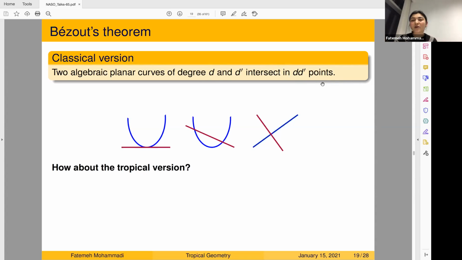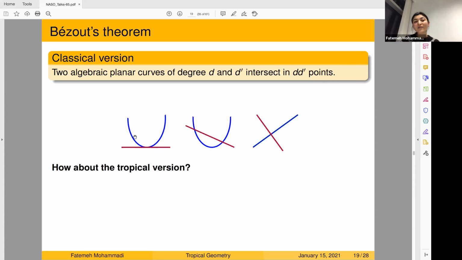What is an example of such a theorem? If you have two lines, each corresponding to a degree 1 polynomial, a linear form, then every two generic lines intersect in a point. Of course, I'm not counting two parallel lines, which I would say intersect at infinity. And if you have a curve of degree 2 and a line of degree 1, then they would intersect in 1 times 2 points.